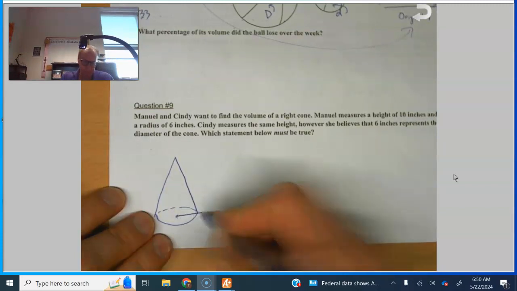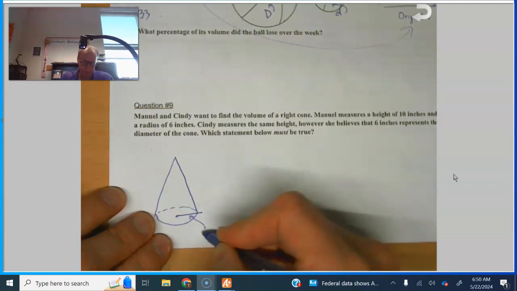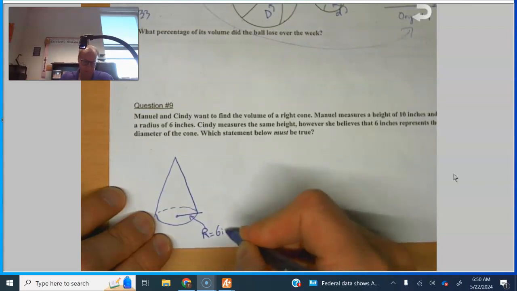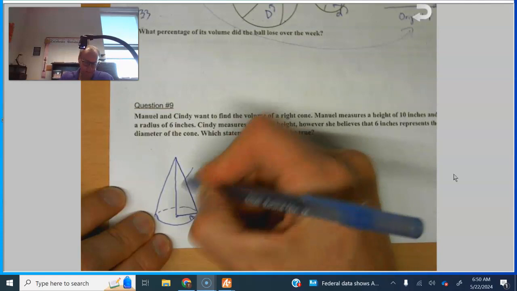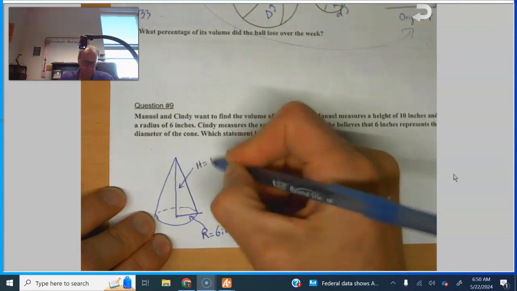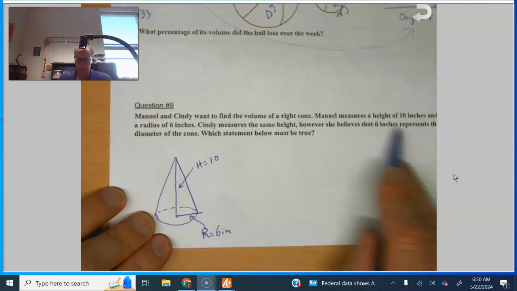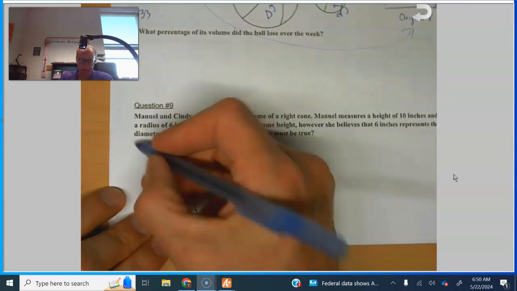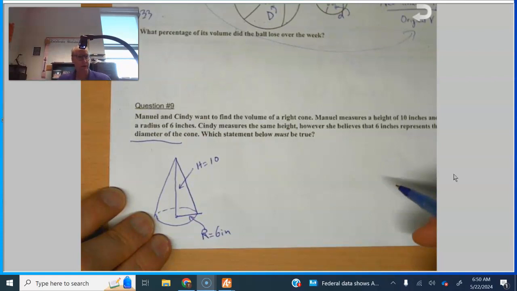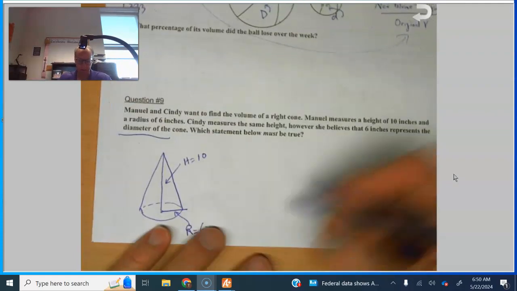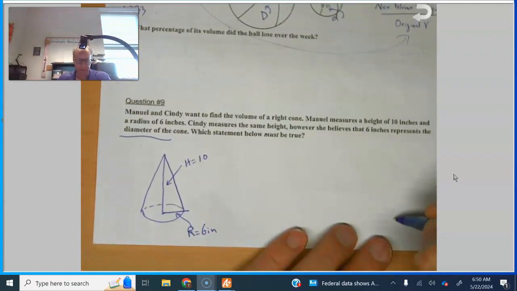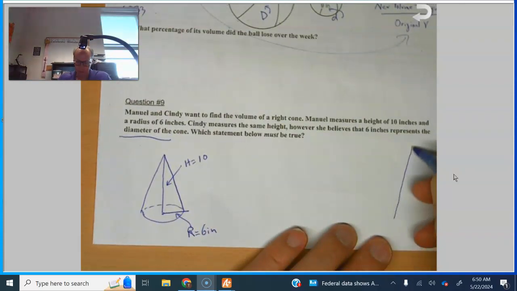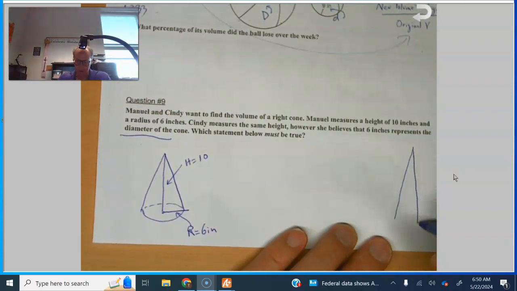This is 6, obviously not to scale. I'll call it big R. 6 inches, and the height is 10. And then you could also draw hers, which she believes that the 6 inches represents the diameter. So it's going to be half as big because it's going to have a radius of 3. So this is going to be Cindy's over here. It's going to be quite a bit more.